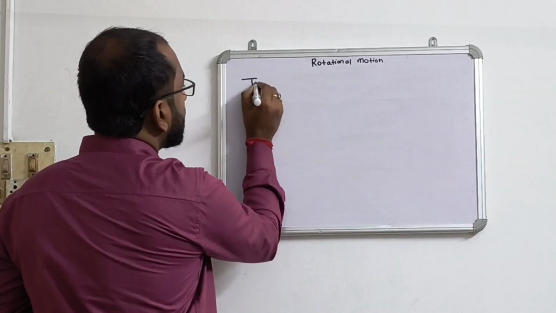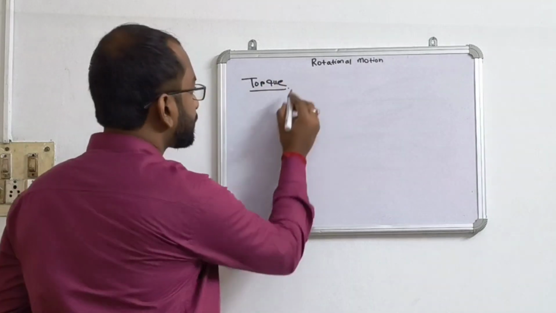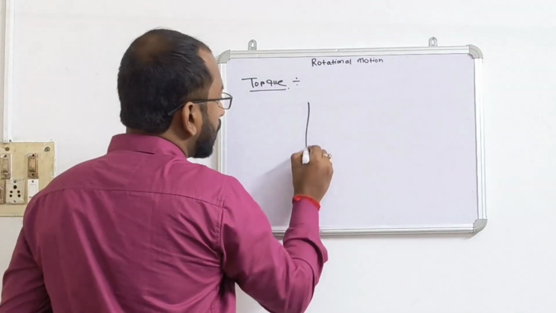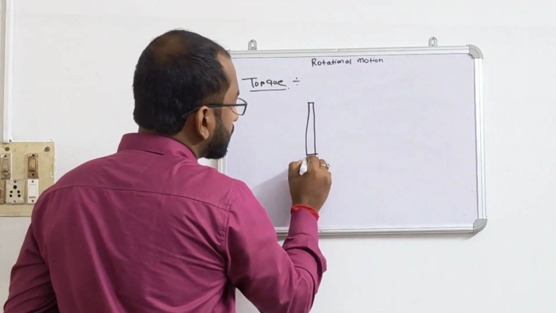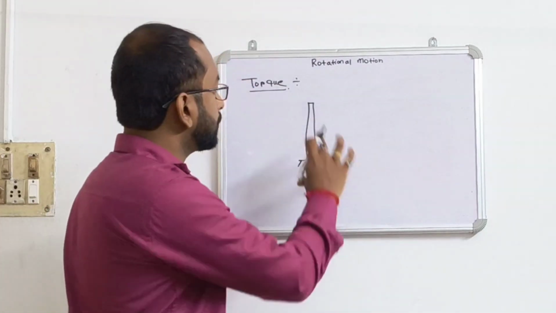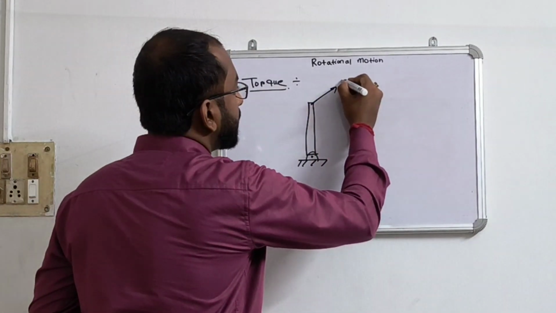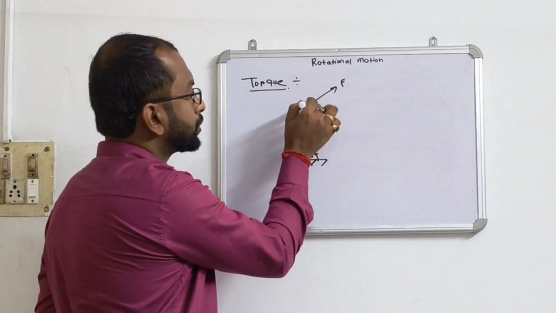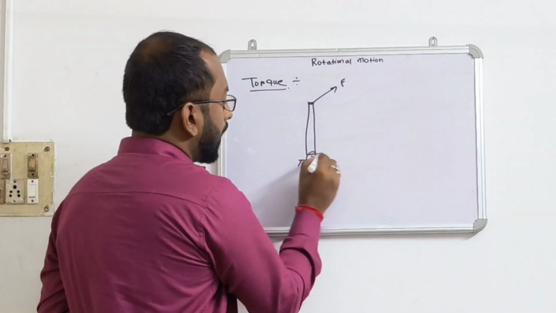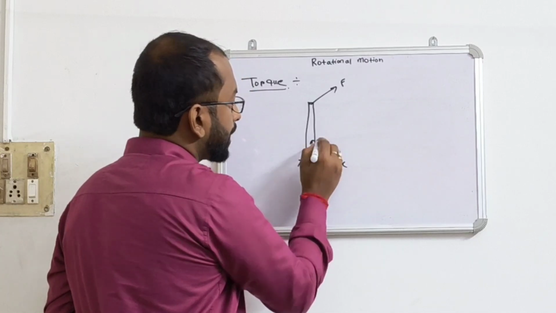Now the first topic I am going to start in rotational motion is torque. What is torque and how is torque generated? Say this is a rod and this is the pivot point of the rod. This rod is a rigid body. Now I am applying the force F in this direction. The top point is the point of application of the force. Right now the rod is in the vertical position, so we can draw X and Y axes like this.